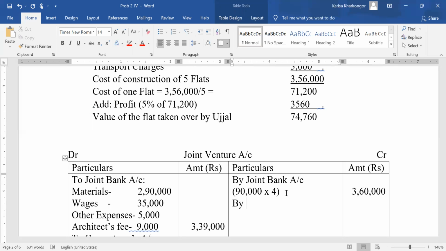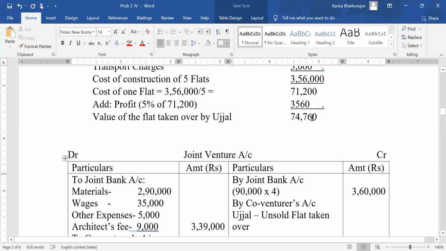The remaining flat was taken over by Ujjwal. So we debit Venturers account for the flat taken over by Ujjwal. The value of unsold flat taken over by Ujjwal is 74,750 as calculated in the working note.